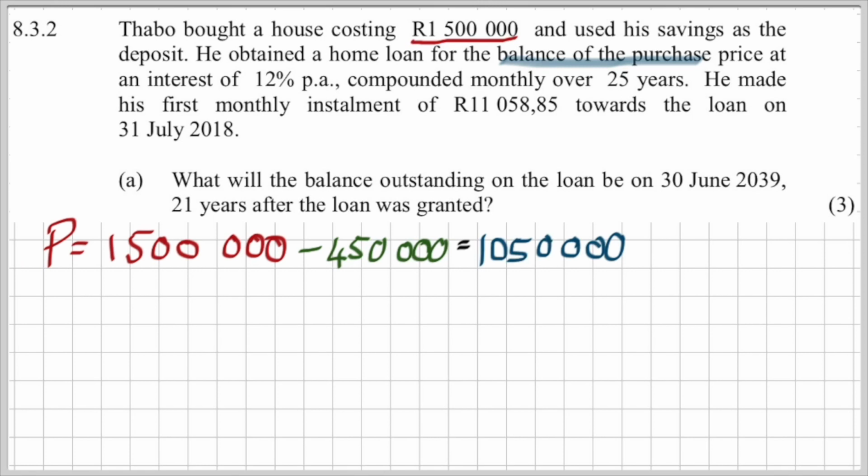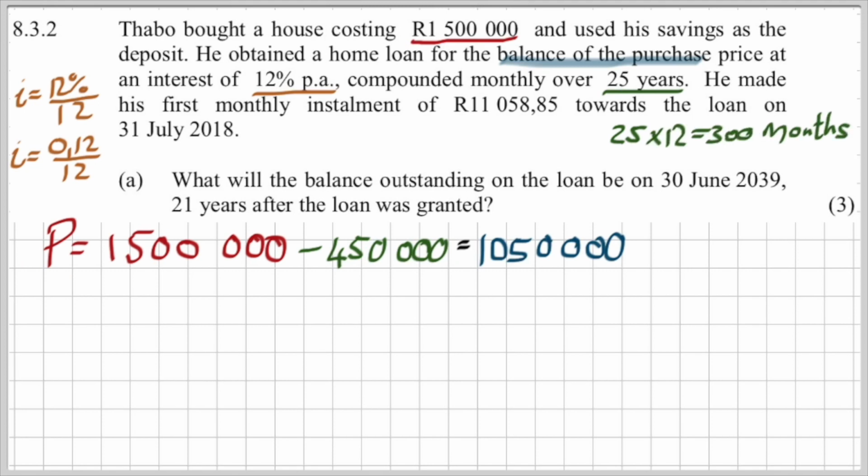How much am I going to owe the bank at the beginning? 1.05 million Rand, or 1,050,000 Rand. They further tell me that I have an interest rate of 12% per annum compounded monthly. Over how many years? 25 years. So getting it into months, that is 300 months. I just love to automatically convert because everything is compounded monthly. But they give me the X value. So they give me how much I'm going to repay every month.